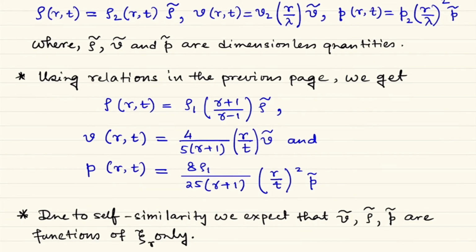Now finally, this is a very interesting and important point: due to self-similarity, we can expect that V tilde, rho tilde, P tilde are functions of xi R only. So if we can write the equations of dynamics in terms of these variables, which are functions of xi R only, that is the best way to check whether the system dynamics is self-similar in nature or not.